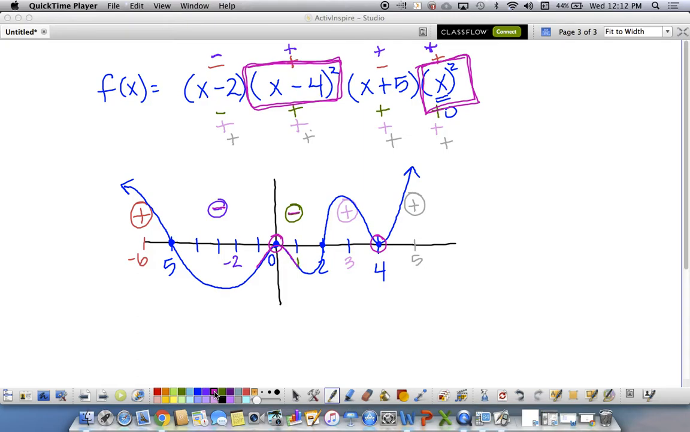Okay? Also at 4. Whatever it was before, it will be the same after. It will touch it, but it will go back the same direction. Okay? So we can't just alternate plus, minus. We have to check. All right? Perfect.